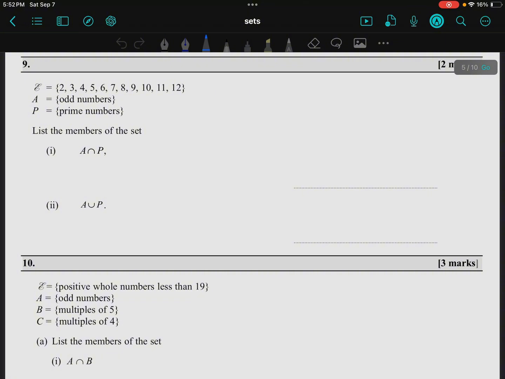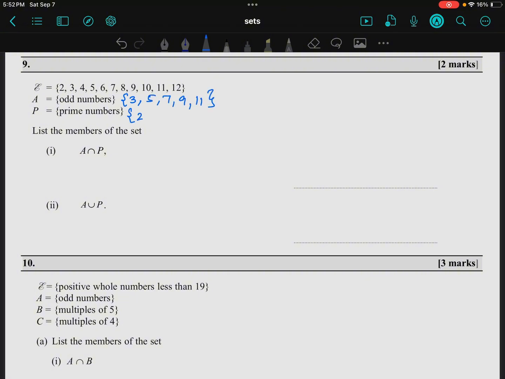Question number 9. Universal set is given as 2, 3, 4, 5, 6, 7, 8, 9, 10, 11, 12. A is odd numbers. So odd numbers you will write from this: 3, 5, 7, 9 and 11.